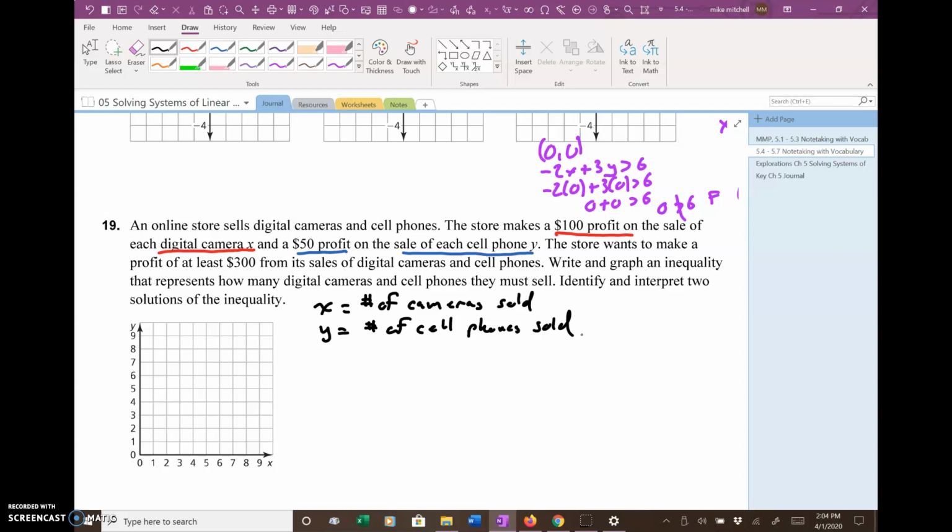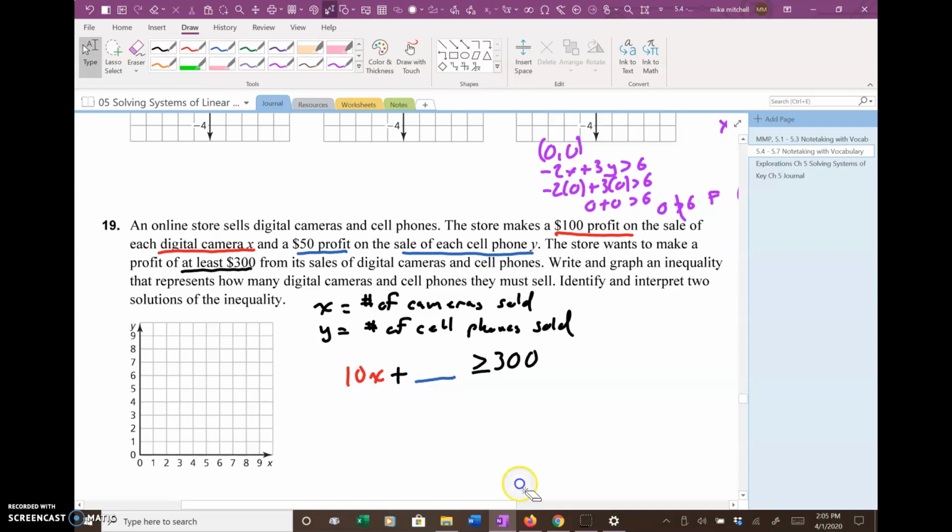The store wants to make a profit of at least $300. So at least means greater than or equal to 300. It's an equal at least. They'll take 300. So that's at least 300. Write a graph and an inequality here. So we've got X is the number of cameras sold. There's a $100 profit. You see that in red up here. So we're going to do 10X plus, and then we got the blue. And then you've got to fill out this part, because we have the blue. That's your job to fill out that part.